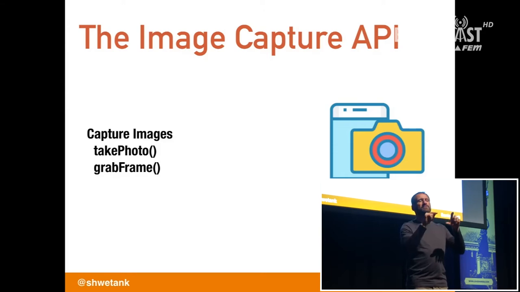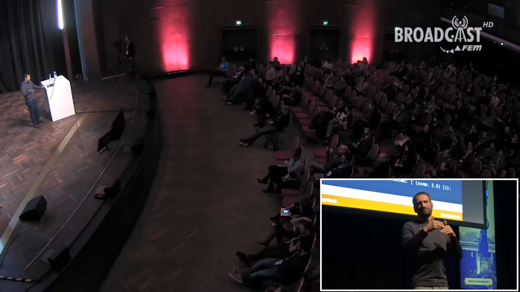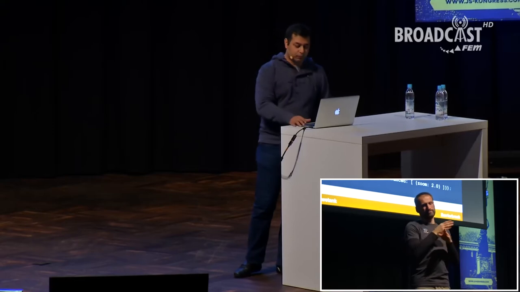But what we're really interested in is zooming. So how do you do this? You call the standard navigator.mediaDevices.getUserMedia. You get the track, and then there's a method called getCapabilities, which gives you the capabilities of this device, for example, the minimum zoom level and the maximum zoom level. Then you can call the getSettings method, which gives you the state of affairs right now, for example, the current zoom level. And then it's as simple as applying a new set of constraints. You say applyConstraints, advanced zoom 2.0, done.